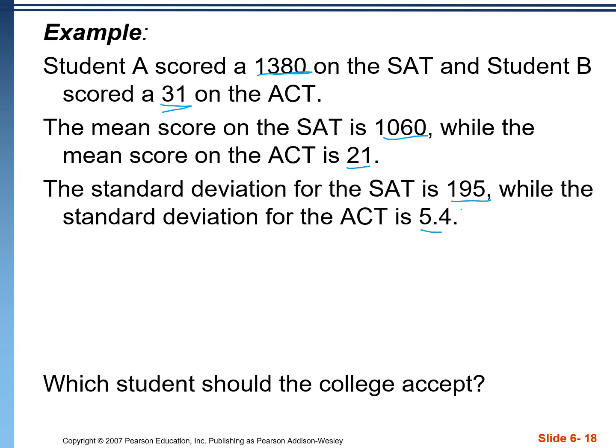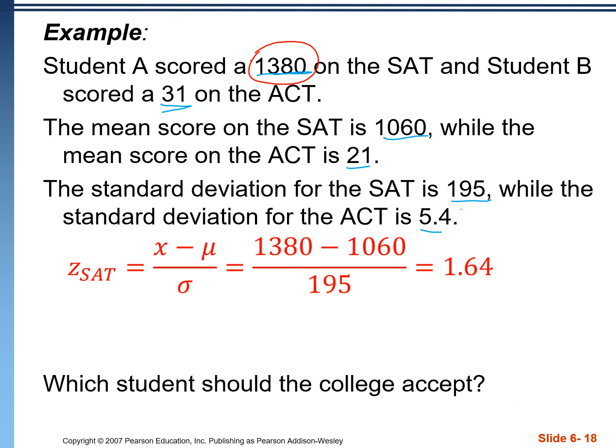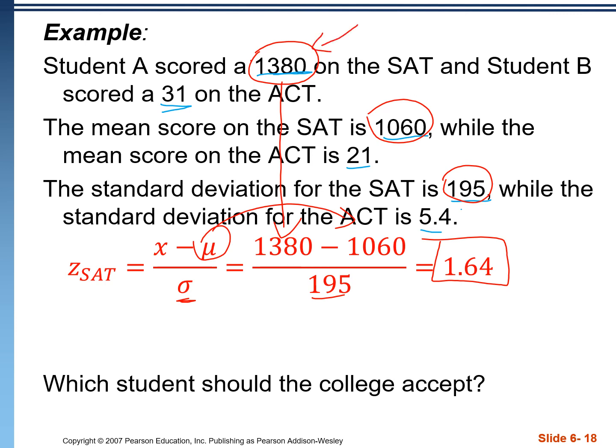So let's start with this SAT score. What's the z-score for an SAT score of 1380? So we're going to take that data value, we're going to subtract the mean, which it tells us is 1060, and divide by the standard deviation, which it tells us is 195. When we do that, we get 1.64. That z-score is telling us that this SAT score is 1.64 standard deviations above the mean. Positive z-scores are above the mean, meaning if this was a negative z-score, it would tell us that that data value is 1.64 standard deviations below the mean.